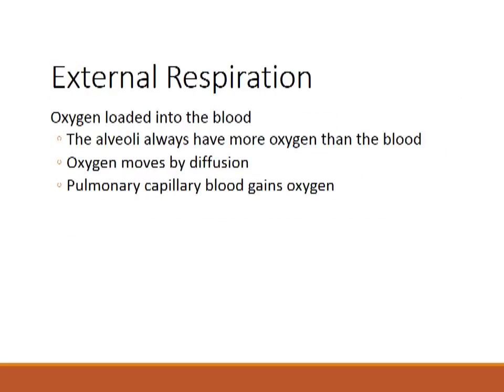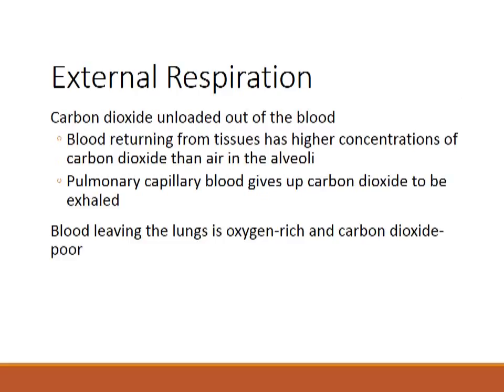External respiration: oxygen is loaded into the blood. Alveoli are always going to have more oxygen than the blood, because blood is moving carbon dioxide out and moving oxygen in, and we breathe into our lungs. Oxygen moves by diffusion across the membrane, and pulmonary capillary blood gains oxygen. Carbon dioxide is unloaded out of the blood. Blood returns from tissues and has higher concentrations of carbon dioxide than air in the alveoli. Pulmonary capillary blood gives up carbon dioxide to be exhaled. Blood leaving the lungs is oxygen rich and carbon dioxide poor.